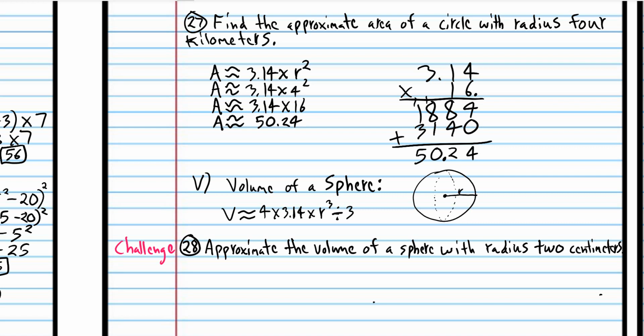Now, if I write 50.24, I'll get 1 point taken off. You know why? Because this is area, so we have to say kilometers squared, or square kilometers.